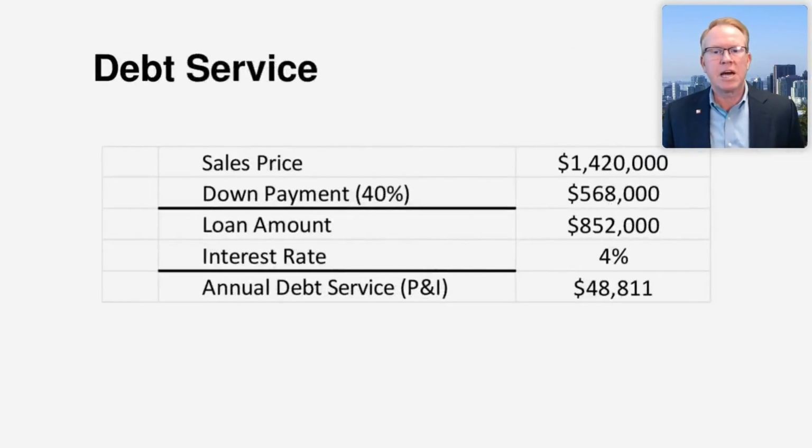So finally, we get down to debt service. Now, what is debt service? Debt service is nothing more than a fancy commercial term for paying a mortgage or paying a loan that you have on the property. So this property, if we have a sales price of $1,420,000 and someone who's looking to put 40% down if they wanted to buy it, which would be $568,000, they would need to go out and get a loan in the amount of $852,000. And we just used a number of 4% for the interest rate. So your annual debt service, which is principal and interest, is $48,811.